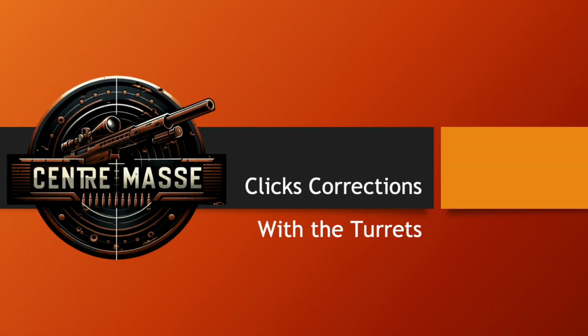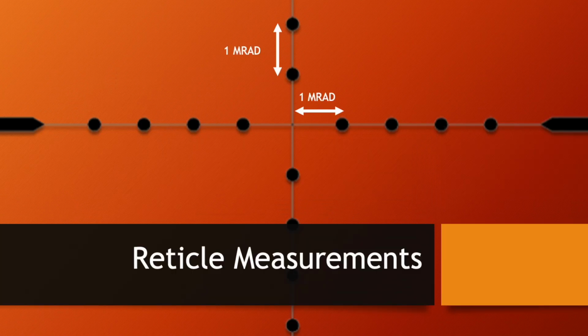In this part of the tutorial, we will focus on the technique of giving correction commands in turret clicks. As mentioned in the previous video, the reticle is segmented into dots, which represent standard measurements within your scope. In this tutorial, we assume that our reticle is graduated in milliradians, but the same principle would apply with a reticle graduated in MOA. We also assume that one turret click equals 1 unit.